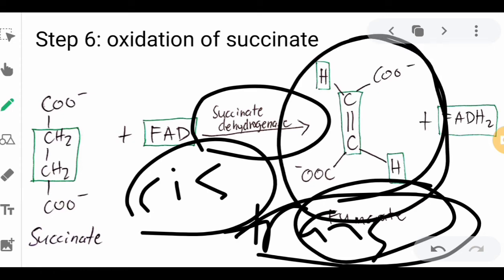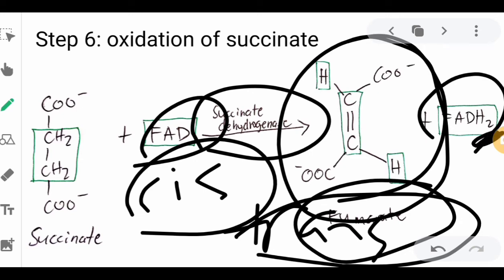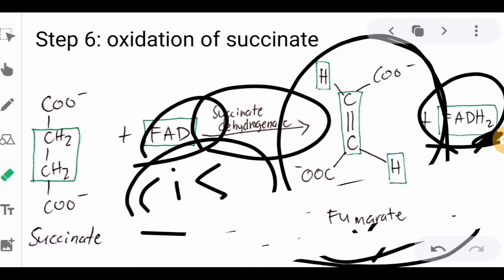So we remove 2 hydrogens, and the 2 hydrogens will be the reduced form of the FAD. It will be added here. So you will have now the reduced form of the flavin adenine dinucleotide. That is for step 6. We have here the end product, the trans fumarate.